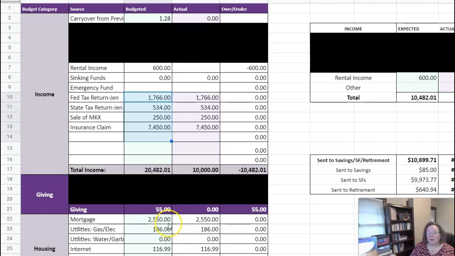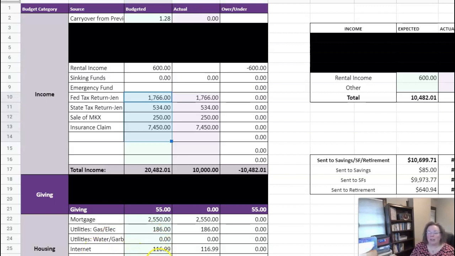And then in housing, we have $2,550 for the mortgage, $186 for gas and electric, and nothing for water, garbage, sewer. It's normally due on the 1st of May, and it would have been in here, except I ended up paying it in April. You're going to want to make sure and watch my April budget report, because it's been a roller coaster ride to hear about what happened with our first water bill for our new house. So make sure you watch that.